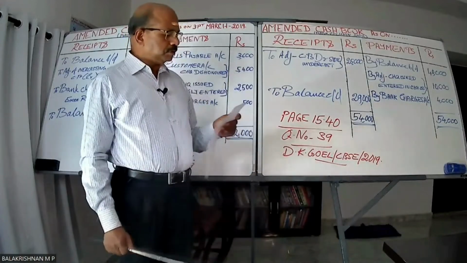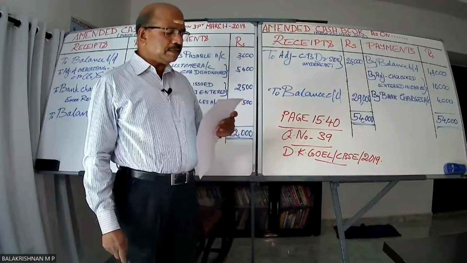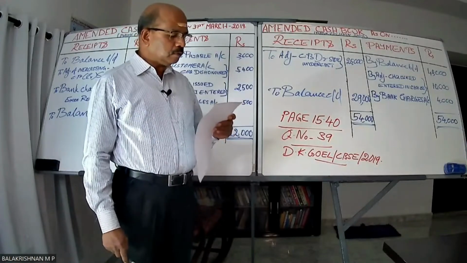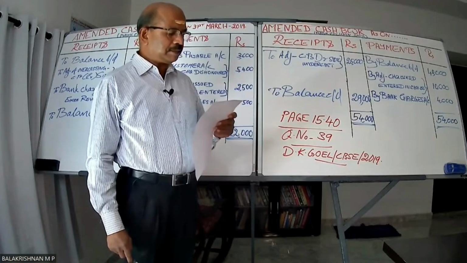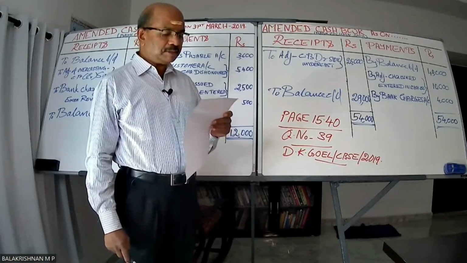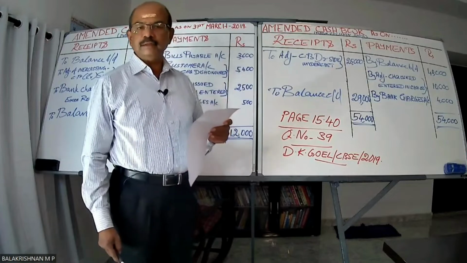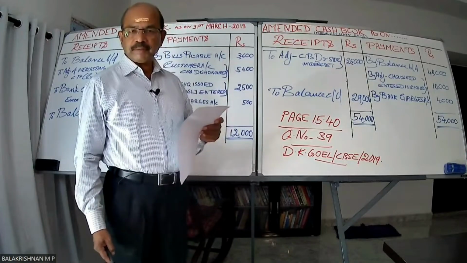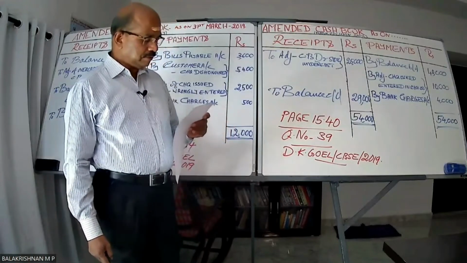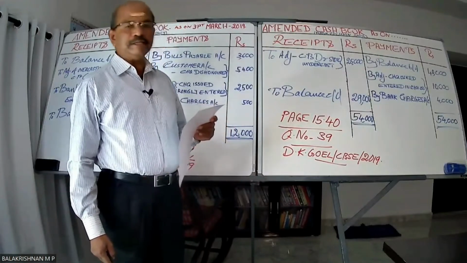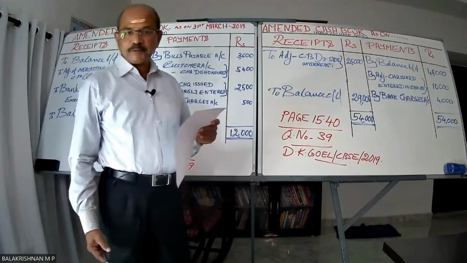It reads as follows. The following information relates to the business of Mohit Raina, who requests you to prepare his amended cash book and reconcile his book balance with his passbook balance. Obviously, same thing. They expect us to prepare an amended cash book followed by a BRS. First, they have given us balance as per cash book credit 40,000.